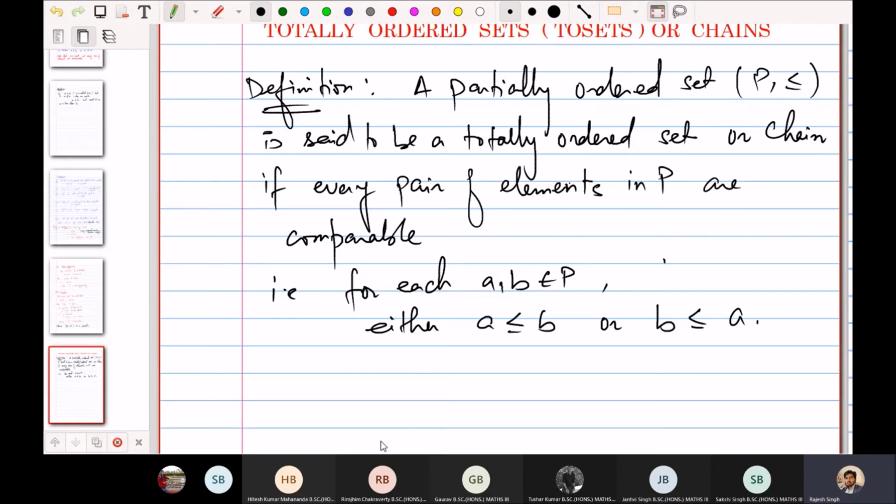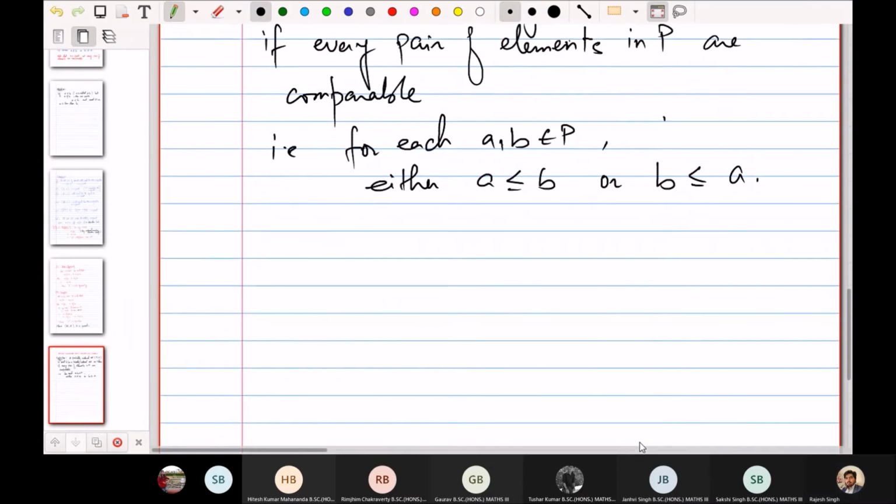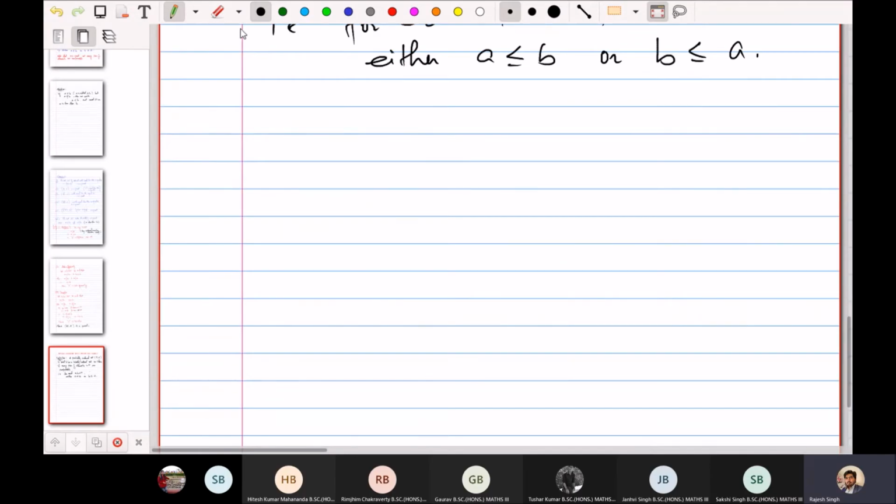So is this clear? Yes, sir. So tell me some examples of chains, from all the ones we have done so far. Set of naturals with usual less than or equal to, is it a chain? Yes, sir.